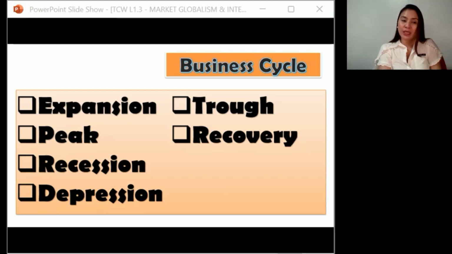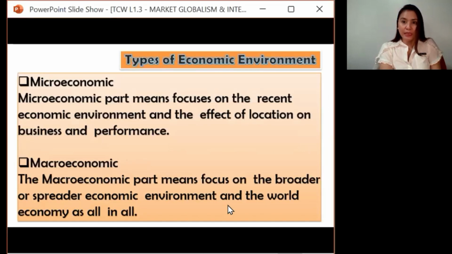Now let's move forward to another topic, which is the types of economic environment. When we say types of economic environment, these are the microeconomic and the macroeconomic, and of course we have to distinguish these two. Microeconomic focuses on the local economic environment and the effect of location on business and performance, whereas macroeconomic focuses on the broader economic environment and the world economy as a whole.